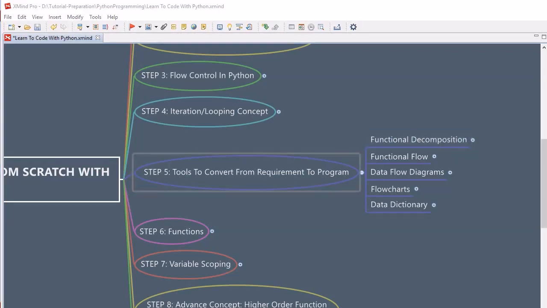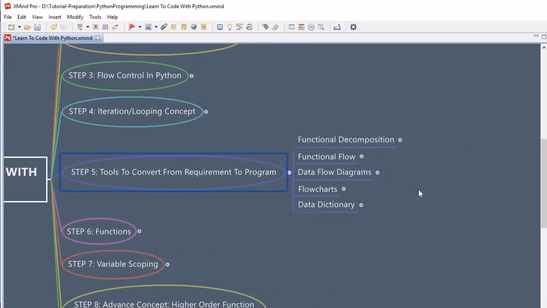For example, suppose you get a requirement. That requirement you want to convert into a program. So we first have to decompose it into functions. Prior to introducing functions in the next session, I wanted to introduce all this so that whenever you write a program, you will think of it as functions. So what does it mean? Let's look at an example.